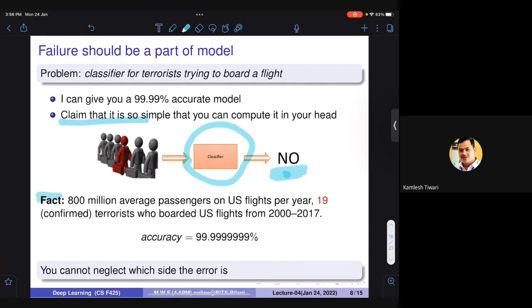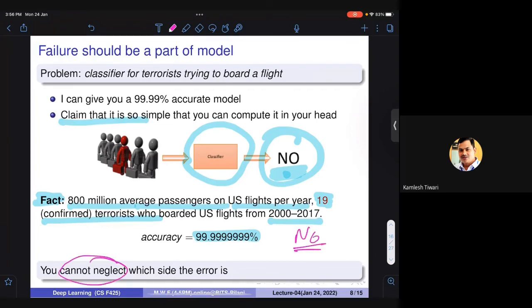And the matter of fact is this: the average number of passengers on US flights is 800 million per year. Out of them, only 19 were confirmed terrorists who boarded a US flight from 2000 to 2017. So if you say no to everybody, your accuracy would be 99.999999%. Such a good system. But would you like to use this system? Definitely the answer is no. You cannot neglect which side the error is on. You must consider where the error is.